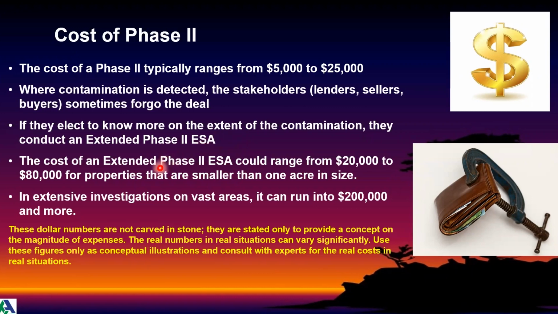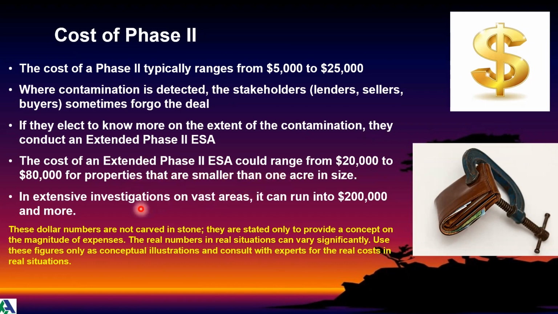So the cost of an extended phase 2 ESA could range from 20,000 to 80,000 for properties that are smaller than 1 acre in size. And then again, please don't hold me to it, as this is not accurate mathematics, all right? It's just to give you an idea, an order of magnitude. So extended phase 2 could be anywhere from 20,000 to 80,000 for properties that are smaller than 1 acre.